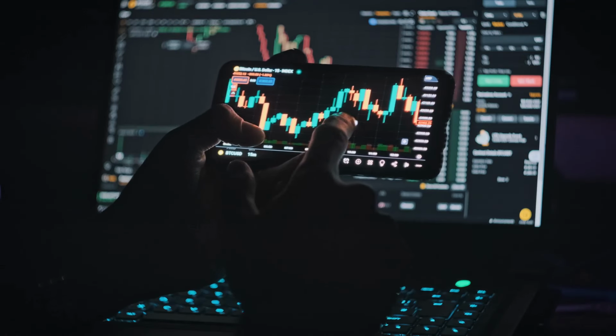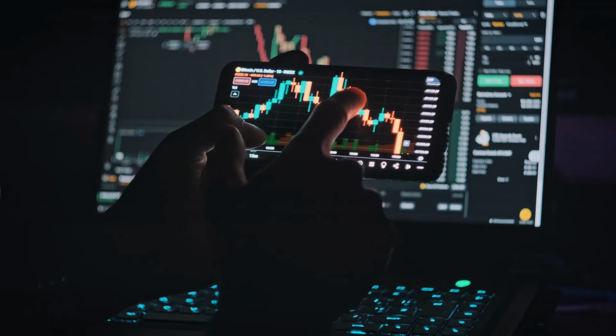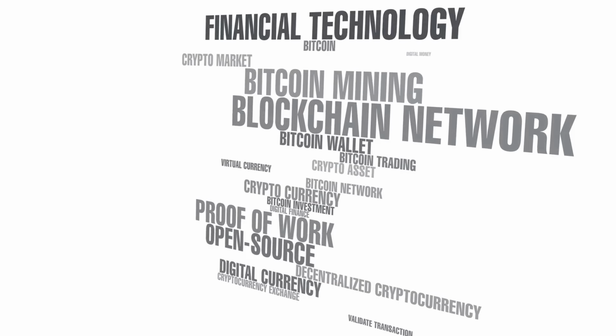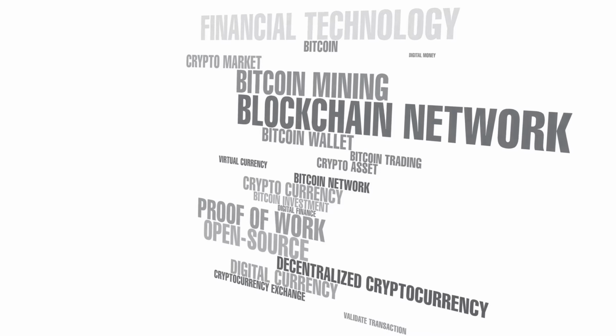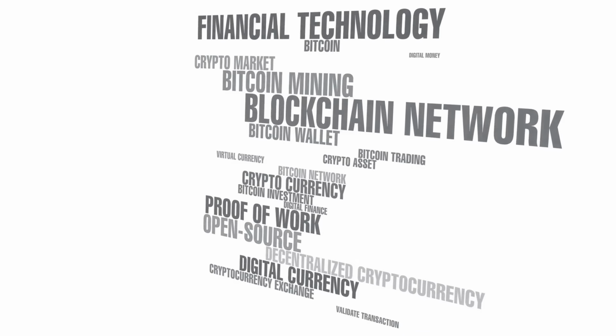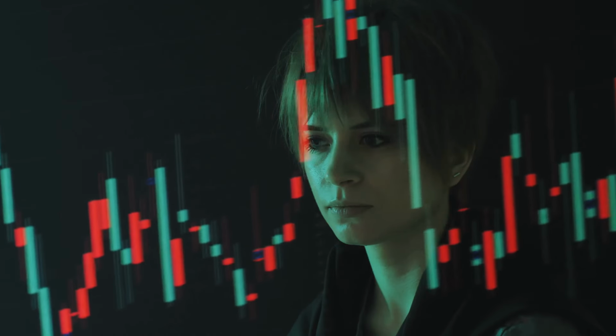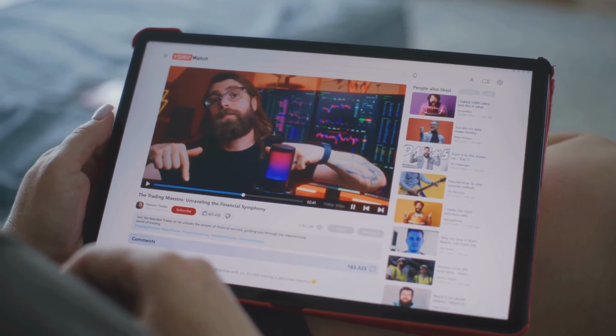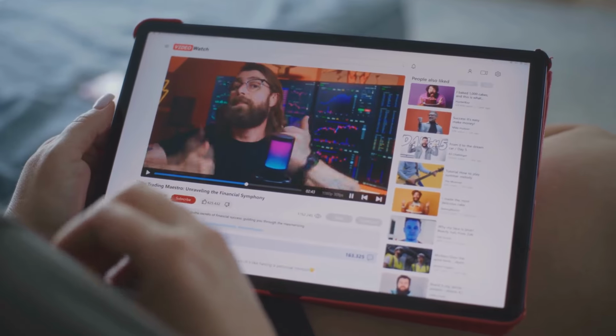Fundamental analysis is the foundation of smart crypto investing. Unlike traditional stocks, crypto analysis focuses on decentralized networks and protocols, not companies. The key is to ask, does this project solve a real problem in a unique, sustainable way? Dive into the white paper, understand the goals, technology, and tokenomics.